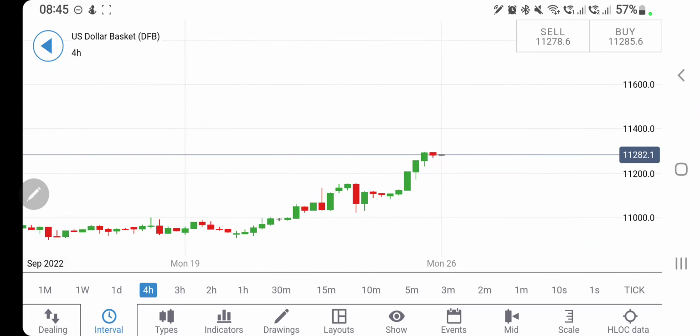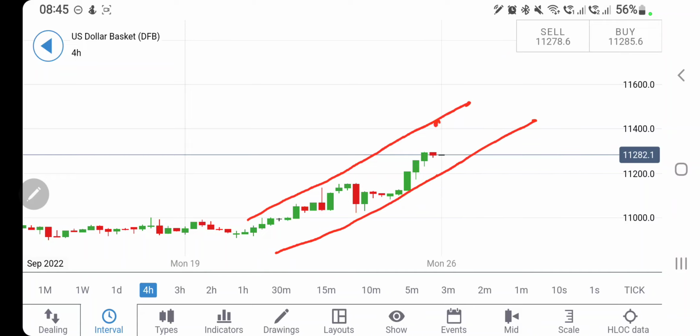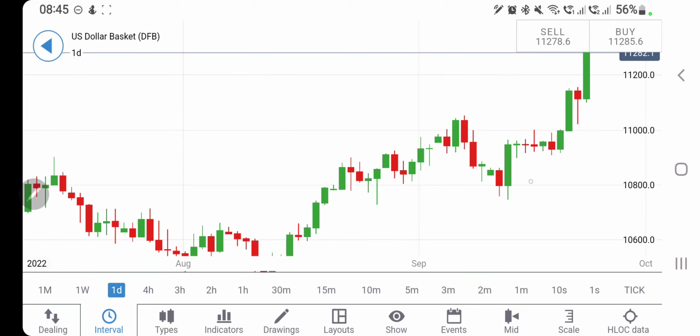Now this is just on the 4-hour charts. Remember, it is trying to trade in this channel, and if you can see, the highs of this channel are still at 114 plus levels, so be cautious.